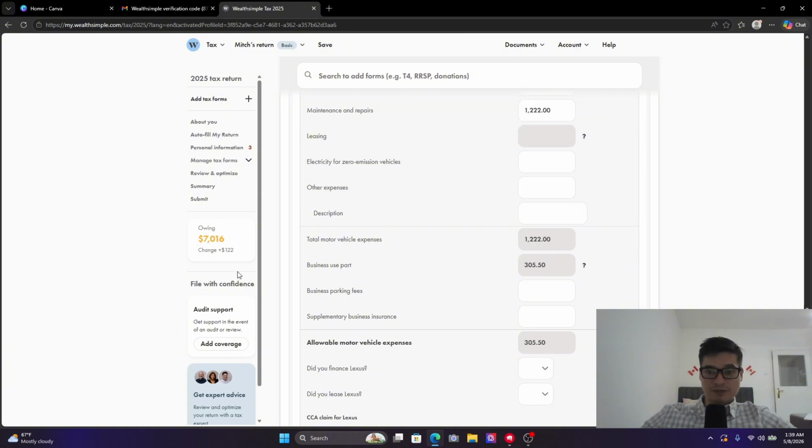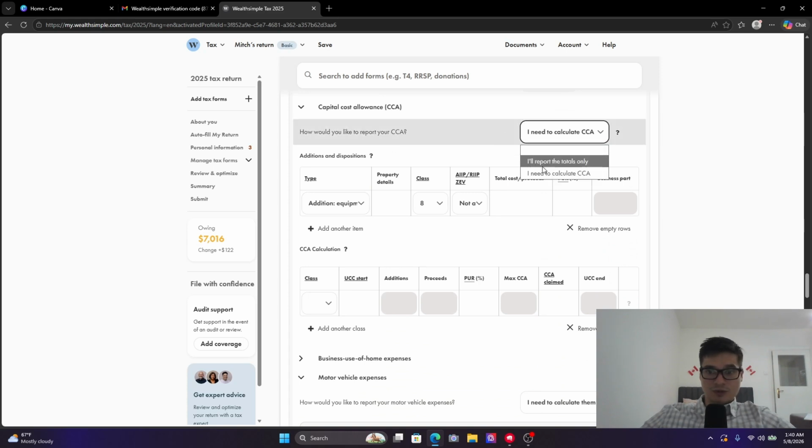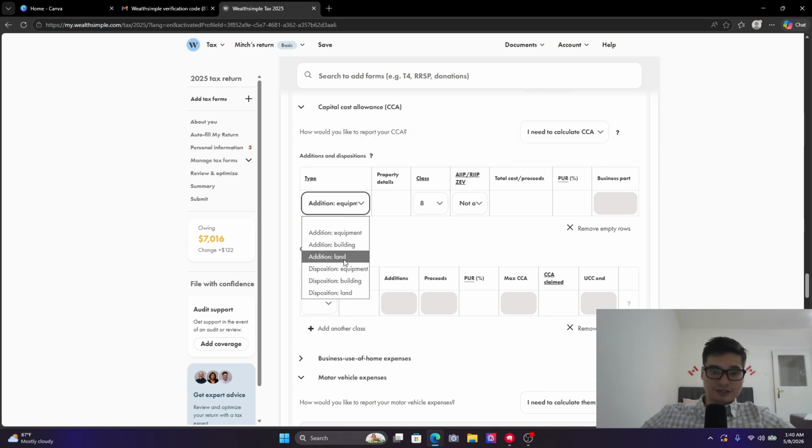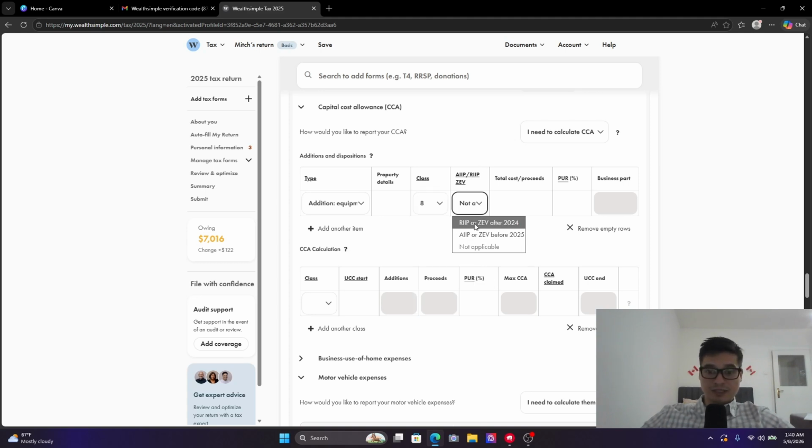So now it'll be a slight change. We can go to our CCA and we can calculate it as well. If you had any additions or dispositions, you would include it in this part. So maybe you had an addition of equipment. That's if you purchased it. You have to go on CRA's website and find what class it belongs to. And then you'll input this RIIP or AIIP just based on whether you purchased this equipment either before 2025 or after 2024. And you can go through here.